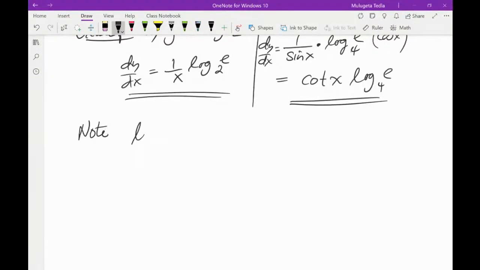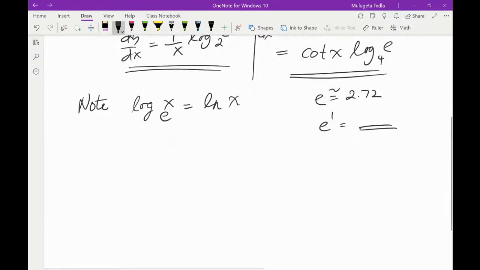So log of x to the base e equals ln of x. Mathematicians don't want to write log of x to the base e all the time. Whenever the base is e, they want to save time by saying ln of x. Technically, e is approximately equal to 2.72. It's an irrational number. You could get e to the 1 on your calculator and you get the number. So that number is important in mathematics. If you have a logarithm to that base, the function is going to be ln.